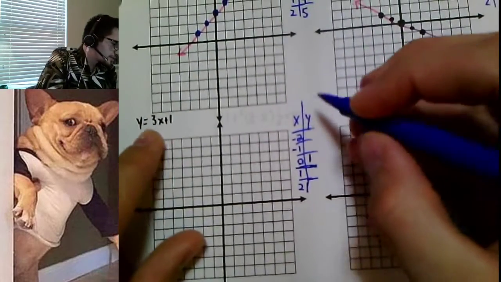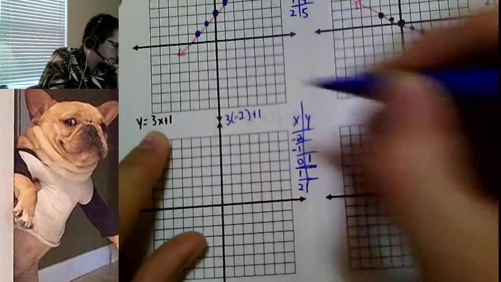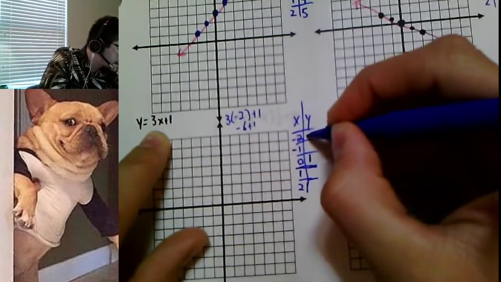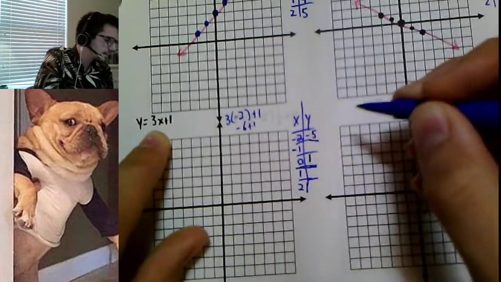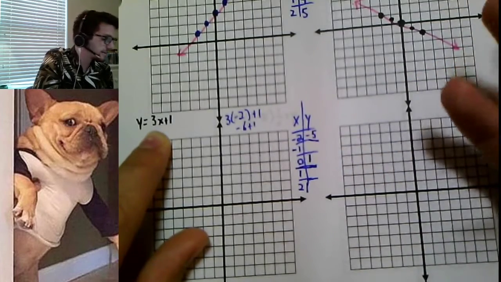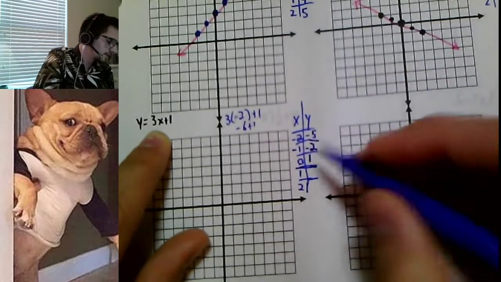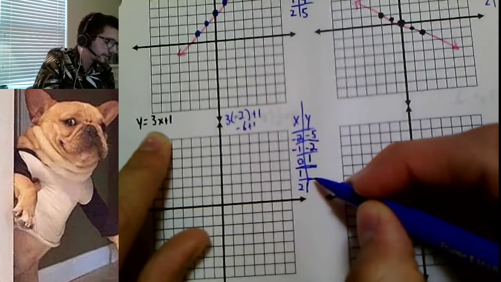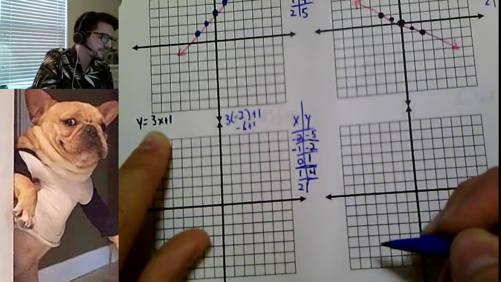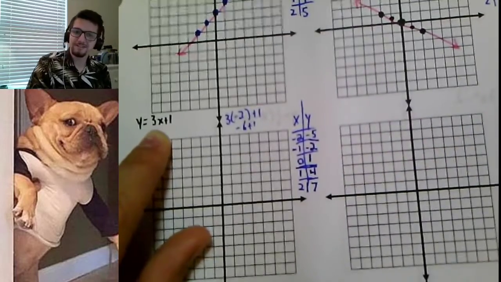So I'll plug in my numbers. What's 3 times negative 2 plus 1? 3 times negative 2 is negative 6 plus 1. That gives me negative 5. Negative 1 times 3 is negative 3. Negative 3 plus 1 is negative 2. Positive 1 times 3 is 3, plus 1 is 4. Positive 2 times 3 is 6. 6 plus 1 is 7. So I have my 5 points.